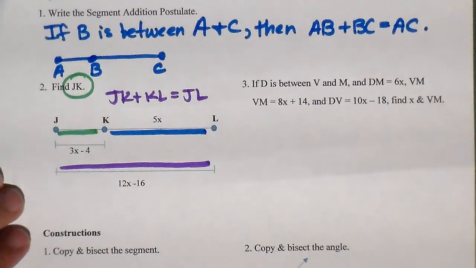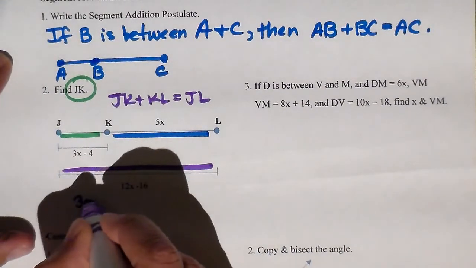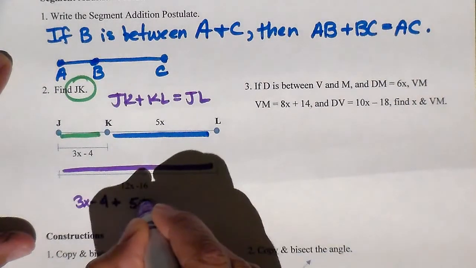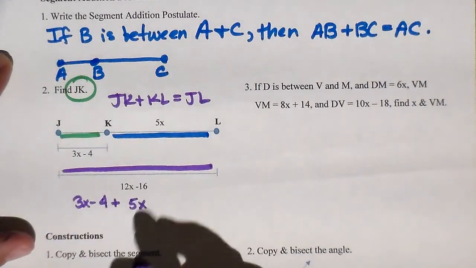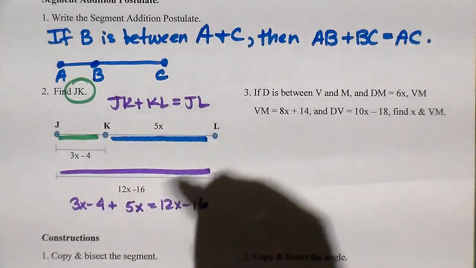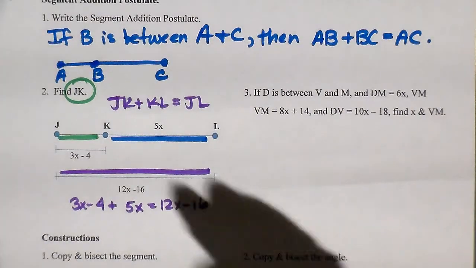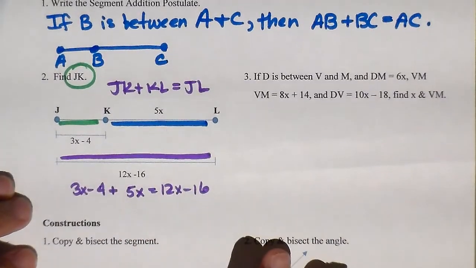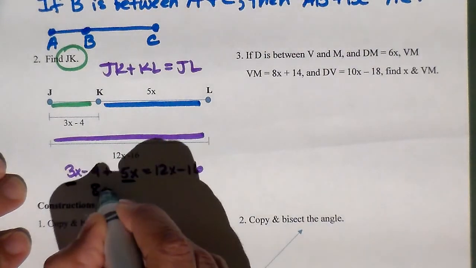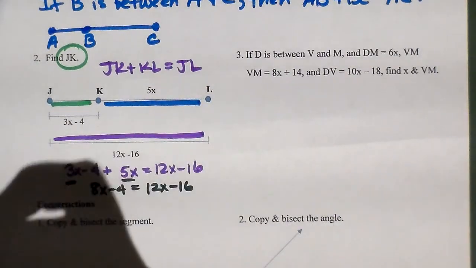So I'm going to set up the equation accordingly. I've got JK is 3x minus 4 plus KL, which is 5x. That's the whole thing. That's green plus blue is going to equal 12x minus 16. So here's where we start solving the equation using our wonderful algebra skills. I'm going to combine like terms. So I've got 3x and 5x, which is 8x minus 4 equals 12x minus 16.